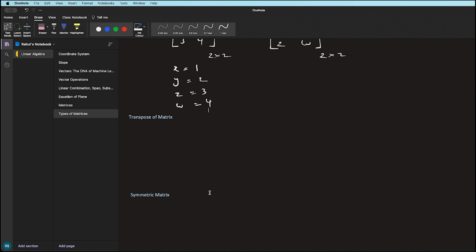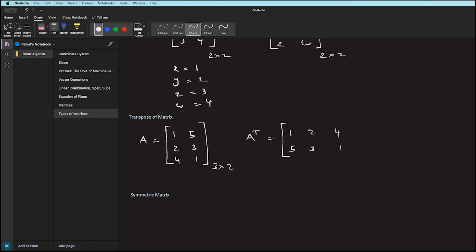Then coming to the transpose of the matrix. In the transpose of the matrix, we convert the rows into columns and columns into rows. So I can write a matrix A, that is 1 5 2 3 4 1. This is a 3 cross 2 matrix. The shape of this matrix is 3 cross 2. When I write the transpose of this matrix, that is 1 2 4, 5 3 1. So the shape changed to 2 cross 3.